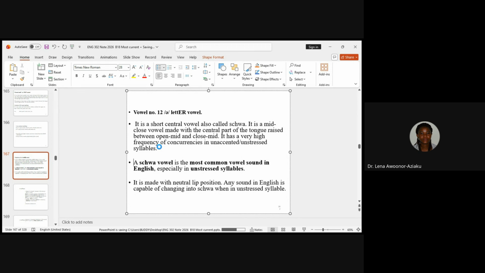So it's free. And it's the commonest vowel in English, because any vowel in an unstressed environment can be replaced with a schwa. And it is the most deleted vowel in the English language. So it has a very high frequency of occurrence in unaccented or unstressed syllables. It is the most common vowel sound in English, especially in unstressed environments. Made with a neutral tongue position, any sound in English is capable of changing into a schwa in an unstressed syllable.